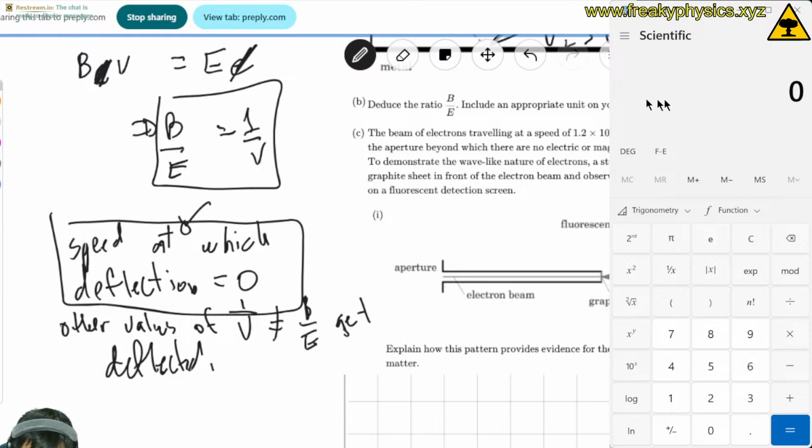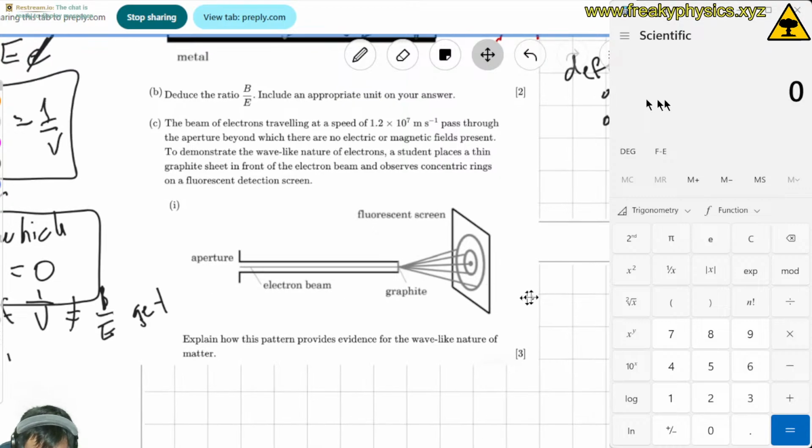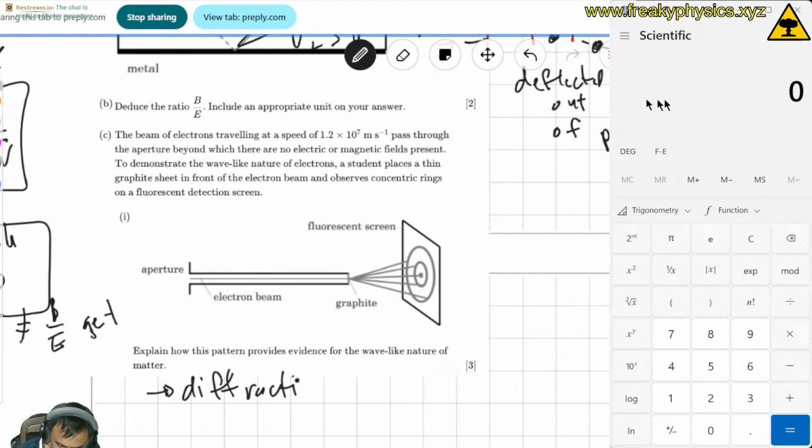That's done. Let's go to c. The beam of electrons travels with no magnetic field to demonstrate wave nature. There's a graphite sheet, and one observes concentric rings on a fluorescent detection screen. This is actually just explaining the wave nature of electrons. So why do we have wave-like nature? The first one is the diffraction pattern.